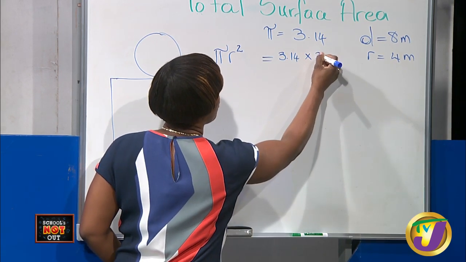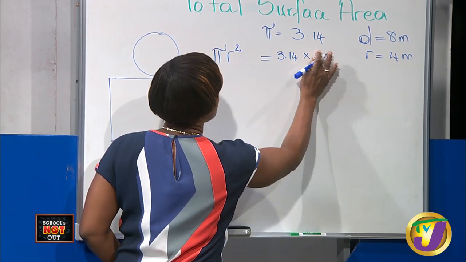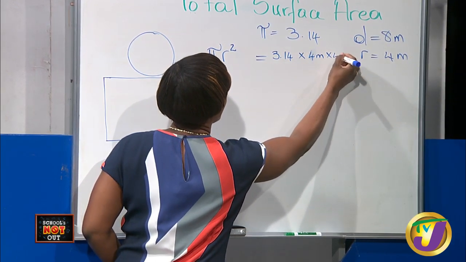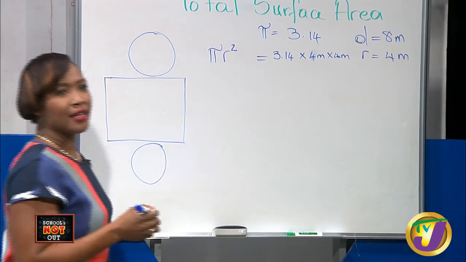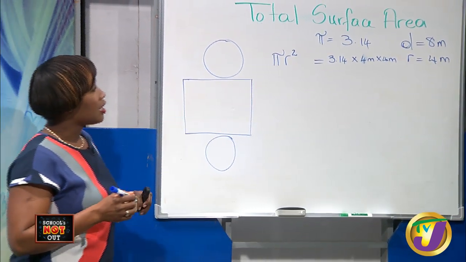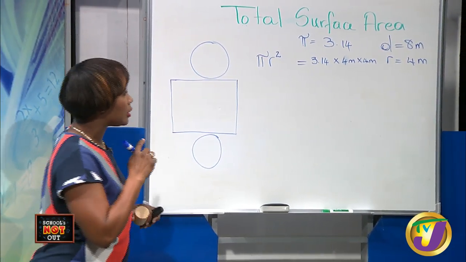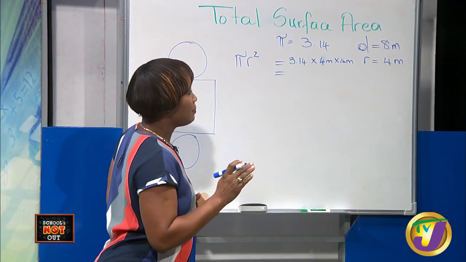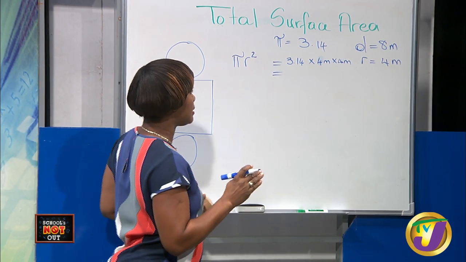So we'd have 4 meters. Whoops, that's not 4, that's 3. 4 meters multiplied by 4 meters. So that is how we find the area of the circle. What would that work out to be? So we know 4 times 4, multiplied by itself, is 16.